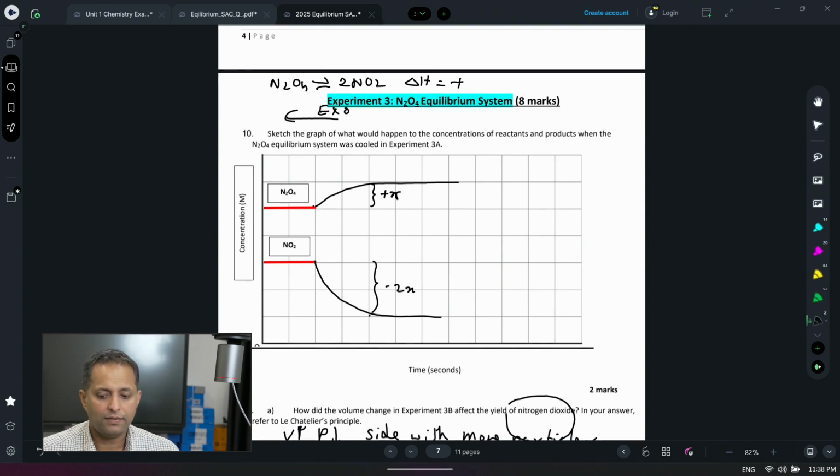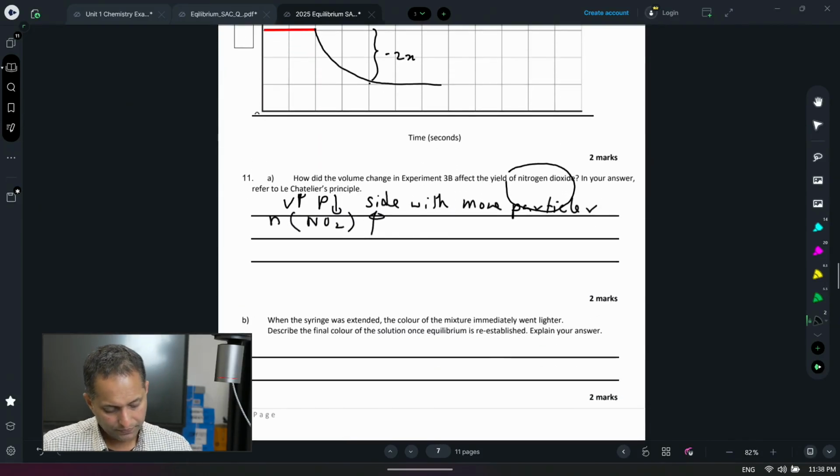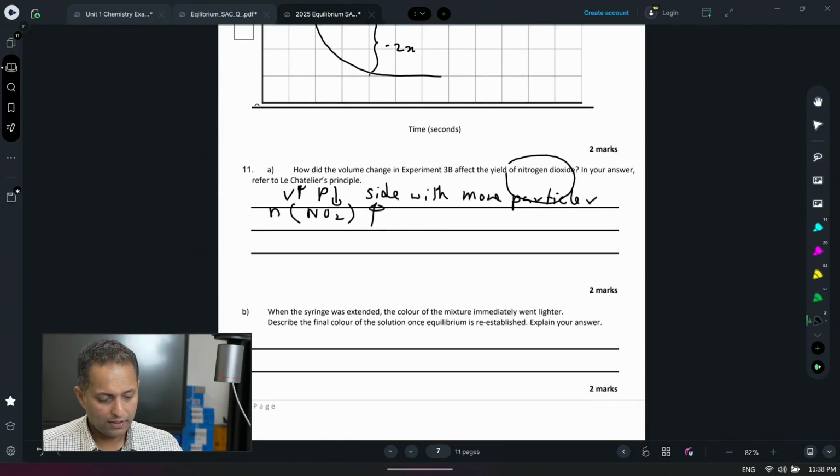The question is asking you about the yield, right? Yield is the number of moles of NO2. That's the yield, the product. In this case, even though the concentration of NO2 will decrease, the number of particles will increase, so the number of moles will increase. Is that okay? That's the answer. Therefore, yield will increase.